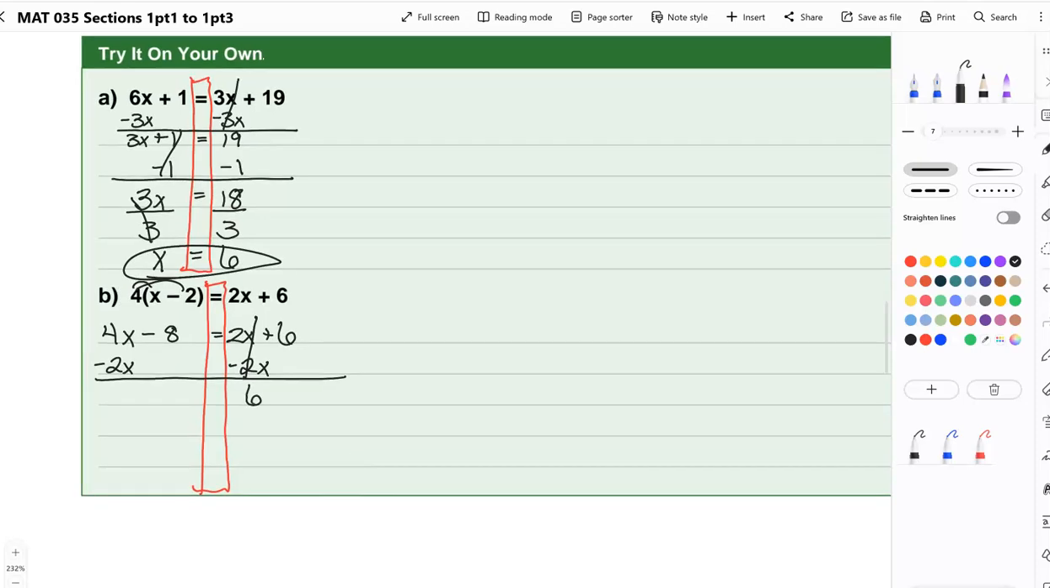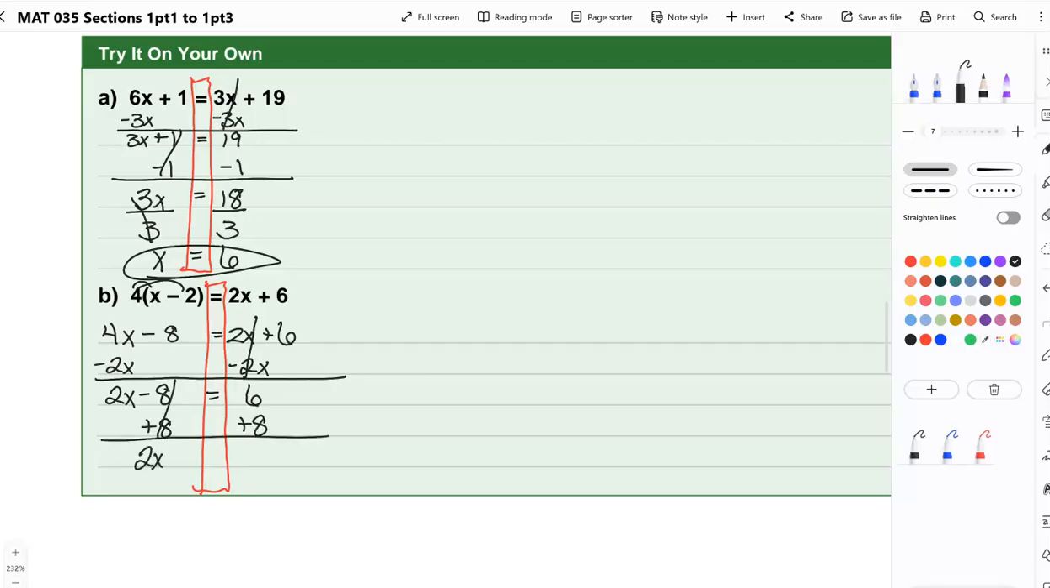On the right, I'm left with 6. On the left, I have 4x minus 2x, which is 2x. And that minus 8, I'm going to carry down. So now I have 2x minus 8 equals 6. We're peeling off layers. We've got to move that 8. Right now it's subtracted. The opposite is adding.